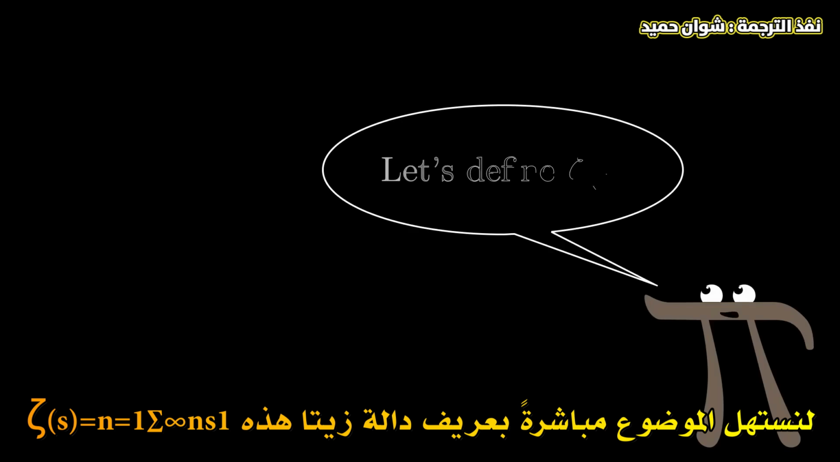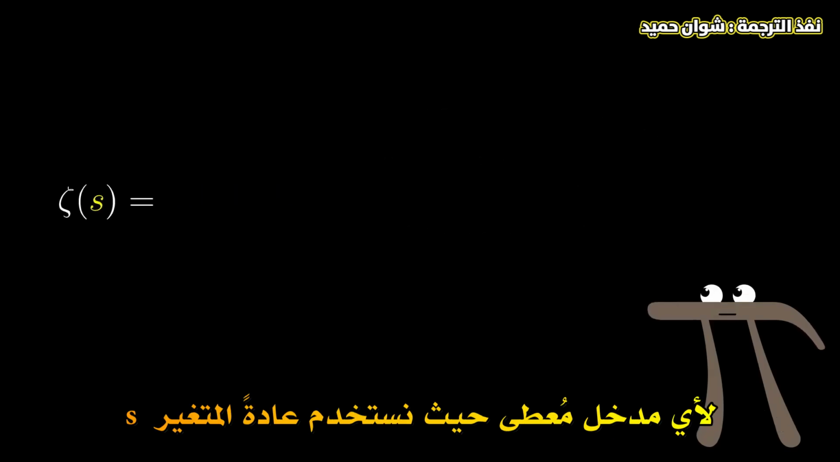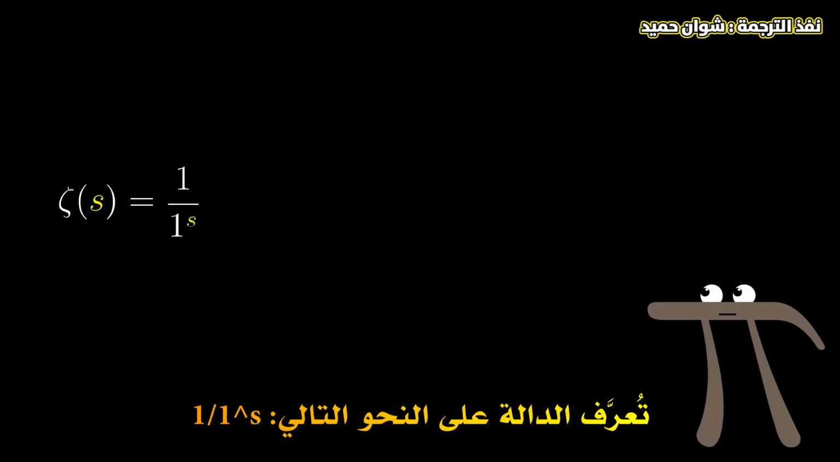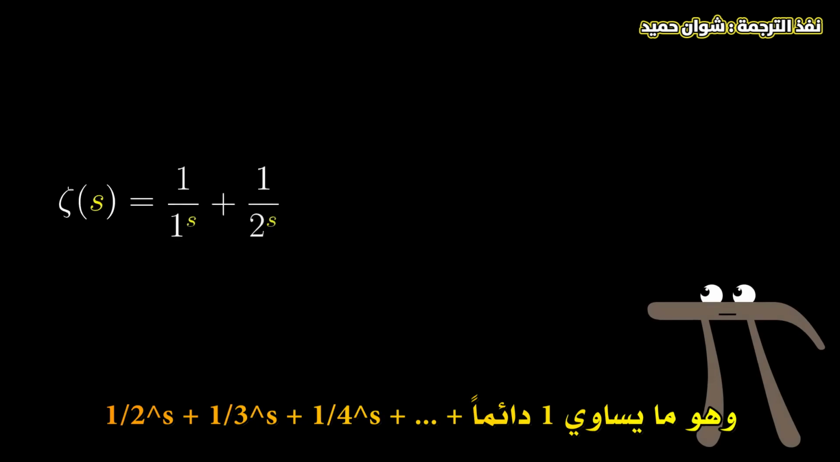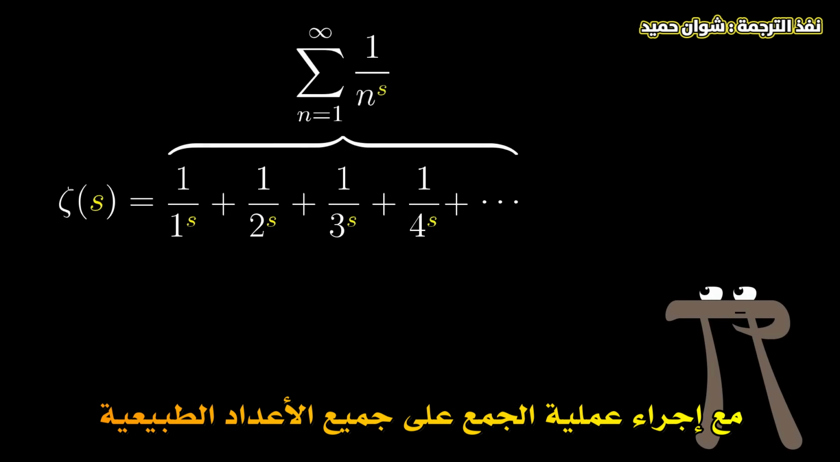So to jump right into it, let's just define what this zeta function is. For a given input, where we commonly use the variable s, the function is 1 over 1 to the s, which is always 1, plus 1 over 2 to the s, plus 1 over 3 to the s, plus 1 over 4 to the s, on and on, summing up over all natural numbers.